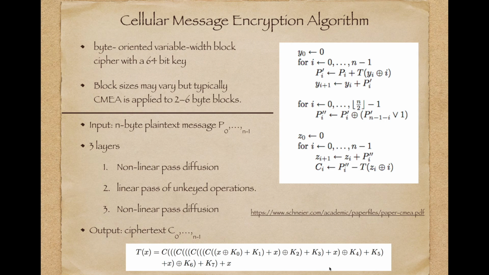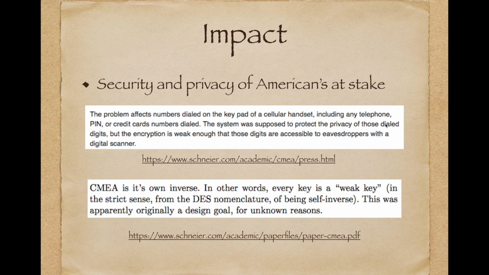The second layer XORs the right half of the block into the left half. This operation is intended to propagate changes in the opposite direction of the first layer and is unkeyed. The final layer performs another nonlinear pass and outputs the ciphertext. This step is an inverse of the first one. The paper on CMEA talks about certain attacks, such as the plaintext attack and the meet in the middle attack, which prove the insecurity of CMEA.